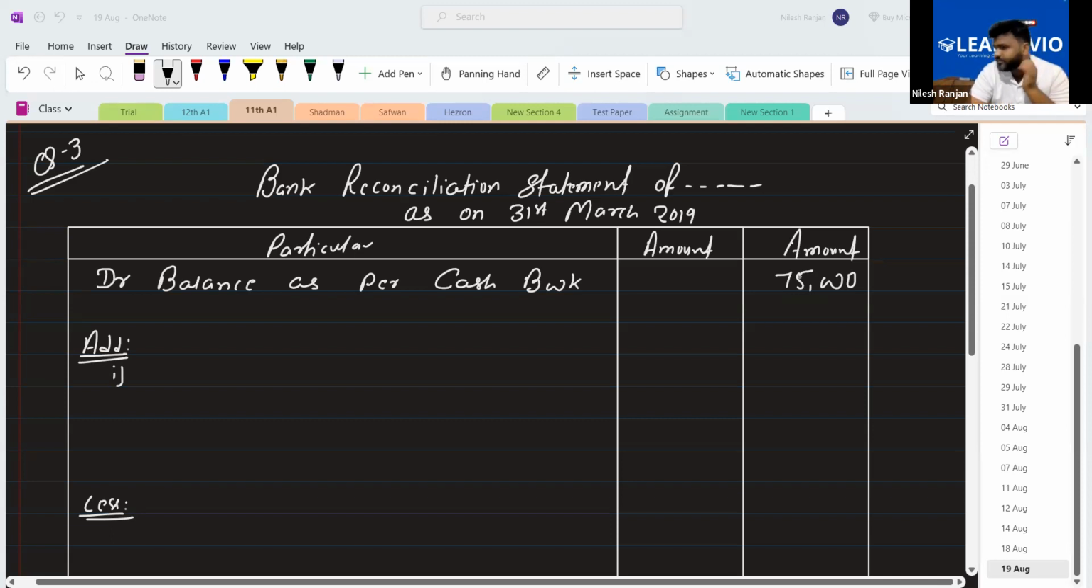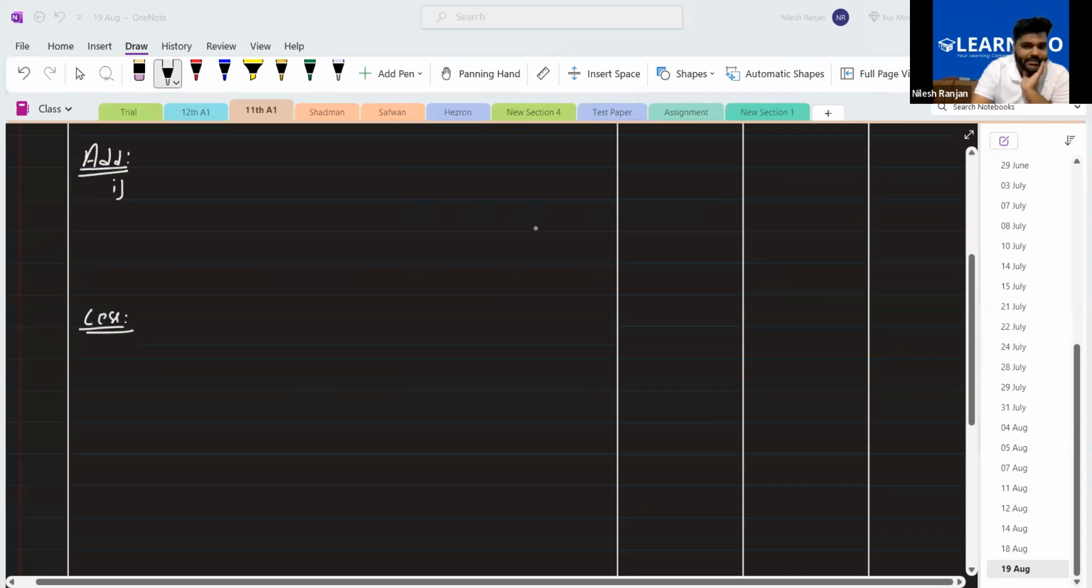Yes. So as the cash book was increased, we have to keep it on the add side, right? If the cash book has increased, it means that now we have to decrease the cash book. So it will go on the less side. Confusion? Yes, sir. Okay, I will explain.